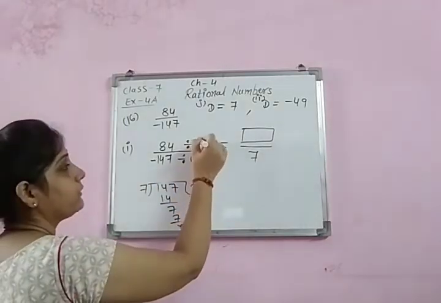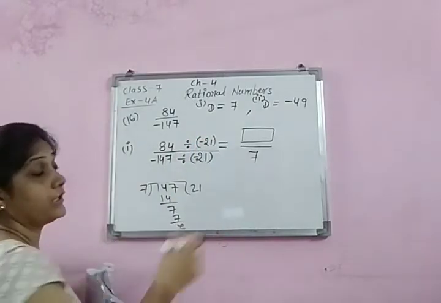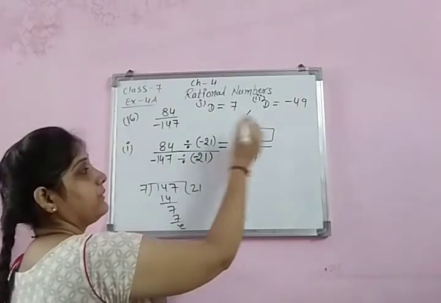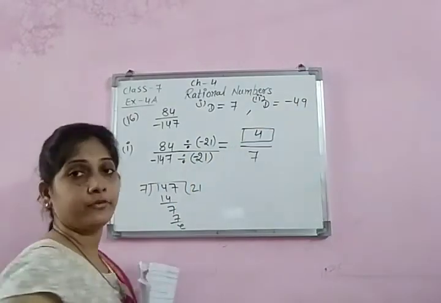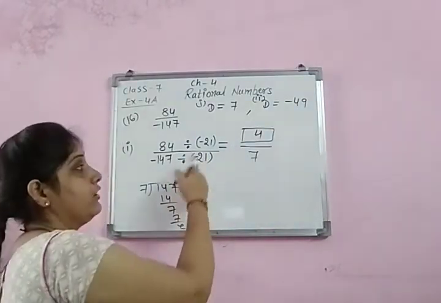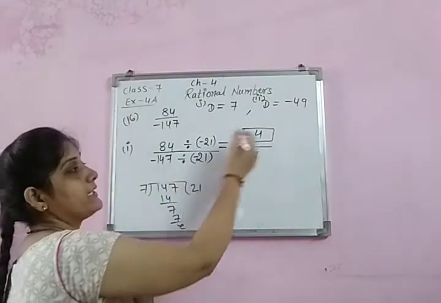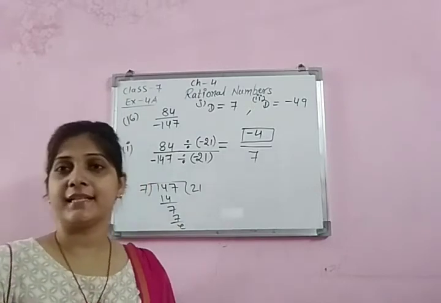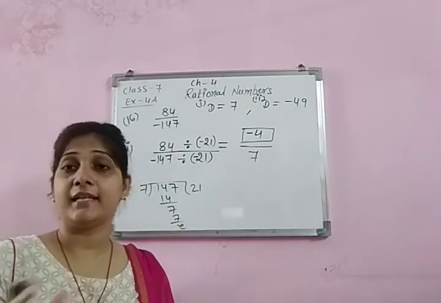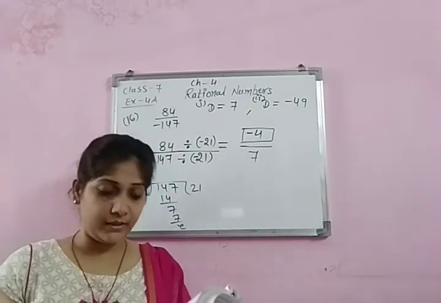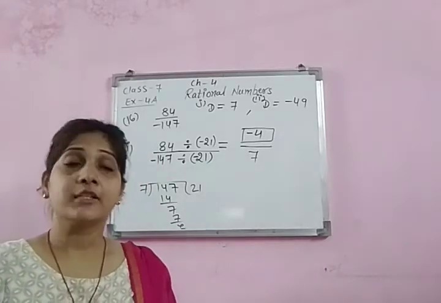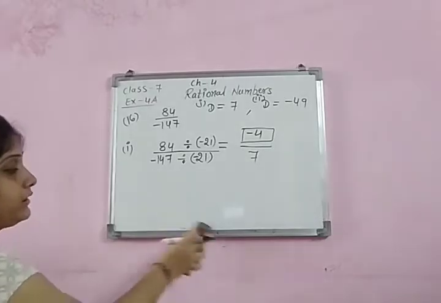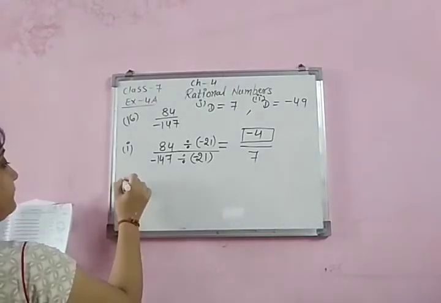So if the denominator is divided by minus 21, the numerator definitely by the same number. So in the table of 21, 84: 21 4s are 84. Am I correct? Okay. And one is positive, one is negative. So in division, if both the signs are the same, we get the positive answer. If both the signs are different, we get the negative answer. Okay, remember that. So I hope the first part is clear. Now we are able to do its second part also.